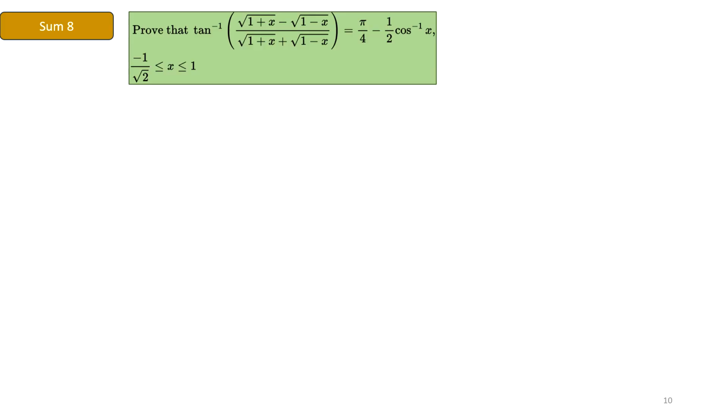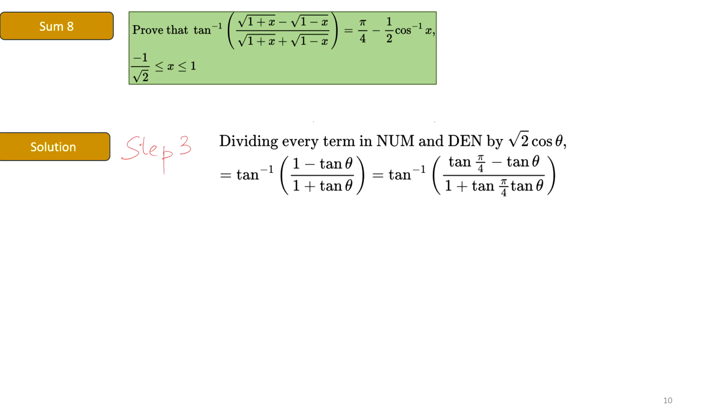Sum number 8. Prove the left-hand side expression provided in the problem statement is equal to pi by 4 minus half of cosine inverse x. In step 3, we divide the numerator and denominator of the expression, reached at end of step 2, by root 2 cos theta. We see that the expression simplifies to tan inverse of 1 minus tan theta by 1 plus tan theta. Furthermore, by replacing 1 with tan pi by 4, we simplify the LHS to an expression which is of the form tan A minus B.